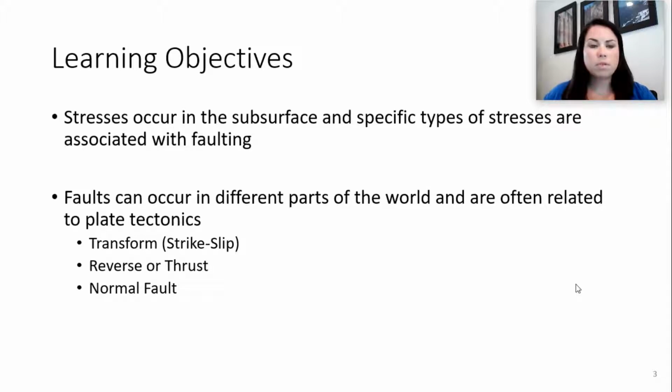The different types of faults that we're going to be talking about today are transform or strike slip, reverse or thrust, and normal faulting.